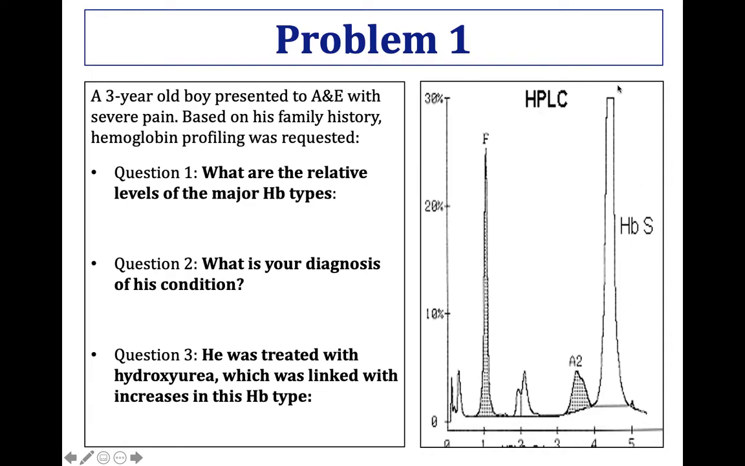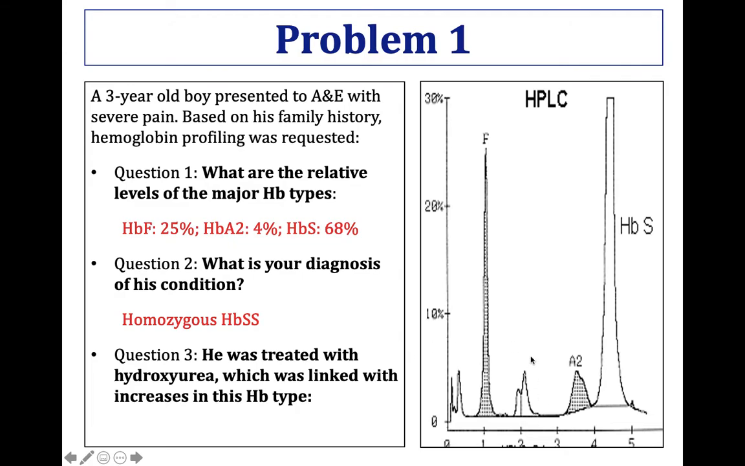Here you can see hemoglobin F is 25. Hemoglobin A2 is very low, and this is hemoglobin S, which is high. What is your diagnosis for this condition? If you have a very high hemoglobin S, a very high F, and there is no A, is it trait or is he affected? It is affected. Why? Because there is no A.